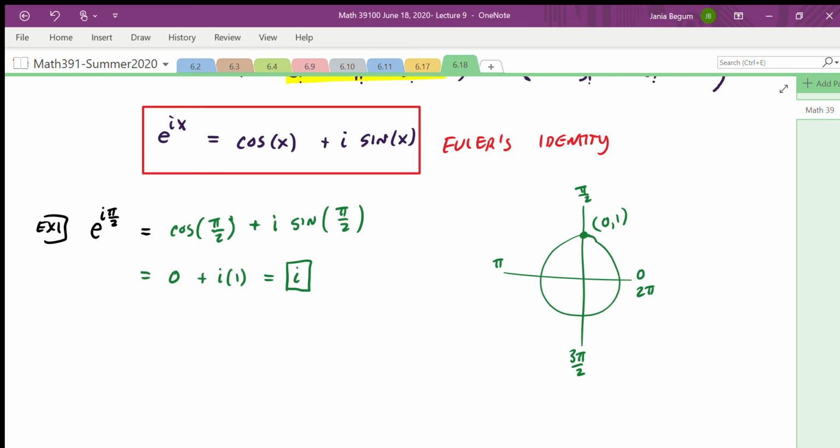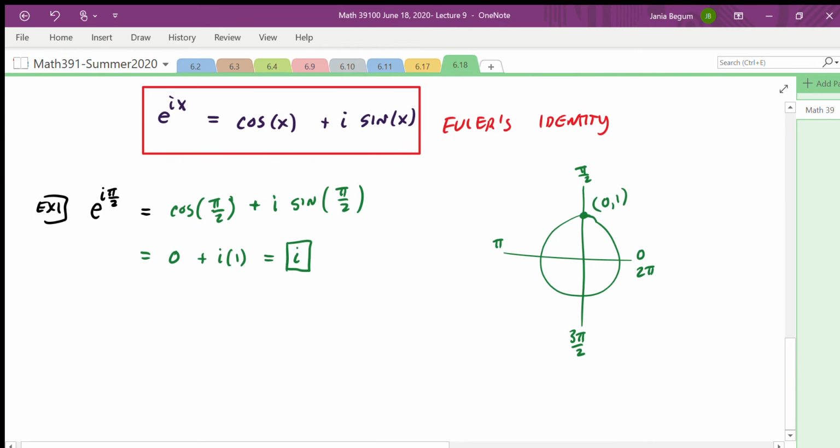So e to the i times pi over 2 is really the number i. So that's pretty cool, right? You can express any form of an exponential in this form using Euler's identity. So let's do another one. So what if I give you, say, e to the i times 3 pi over 2?